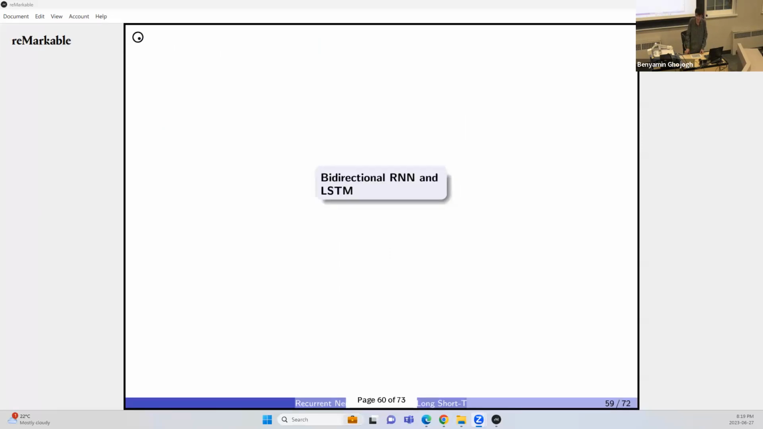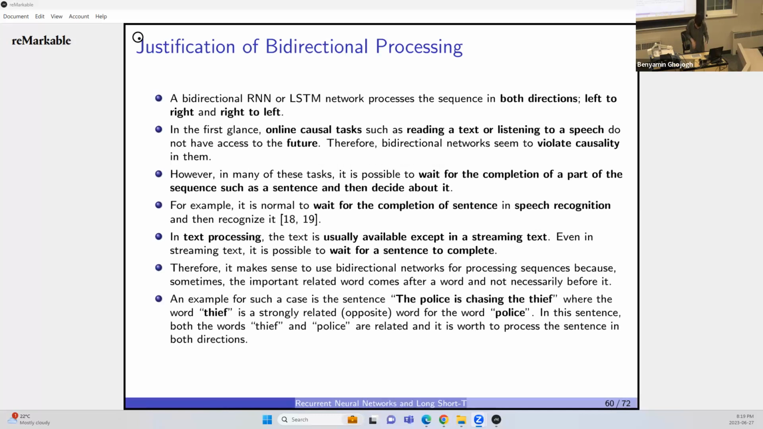Bidirectional RNN and LSTM. So what does it do? It says that a bidirectional RNN or LSTM, so by the way, GRU is over. Now we go to the next section, which is bidirectional RNN and LSTM. It processes the sequence in both directions, left to right and right to left. At first glance, online causal tasks such as reading a text or listening to a speech do not have access to the future. It has a paradox with causality, right? So it seems that they violate causality.